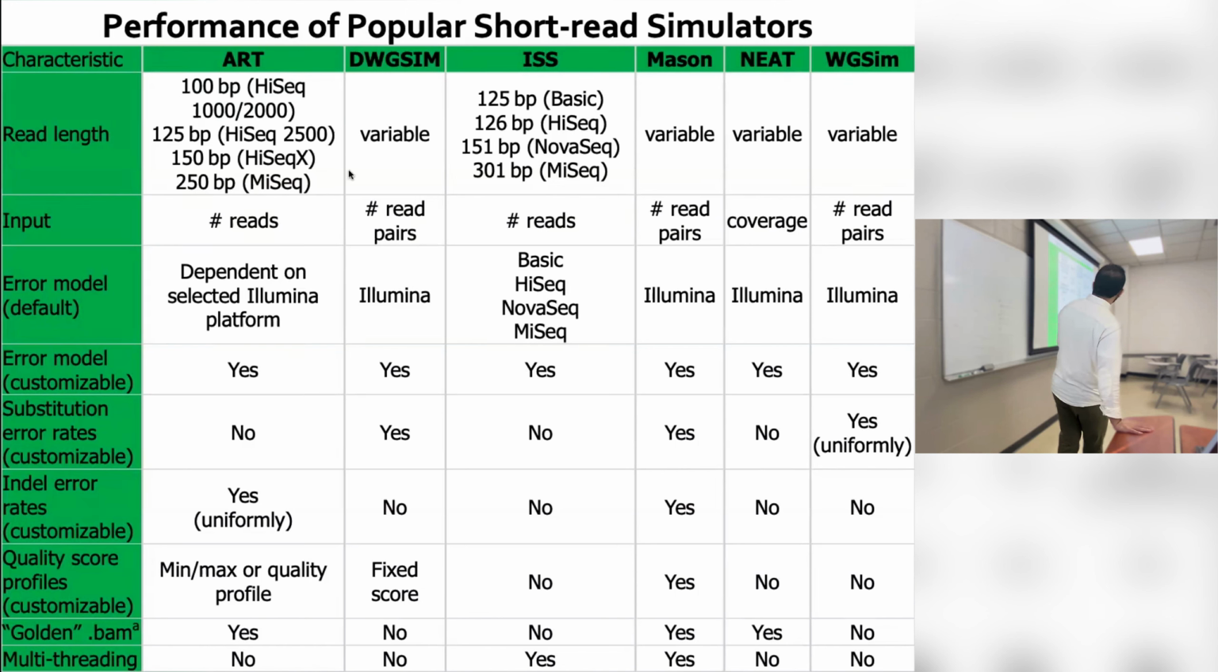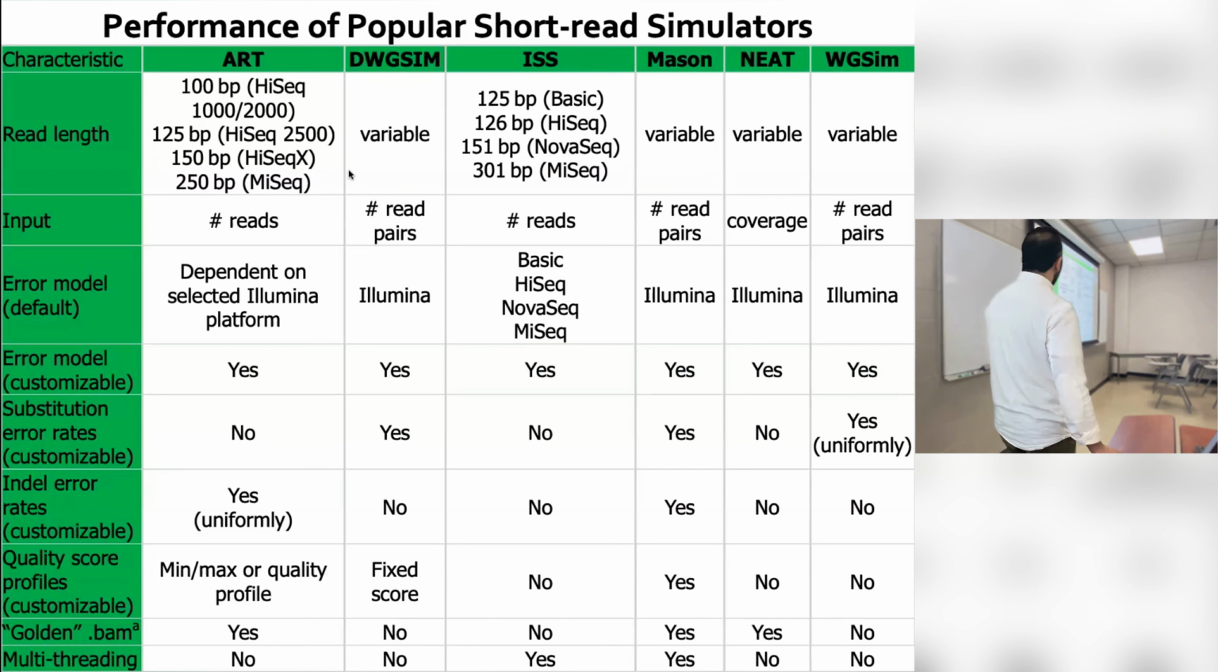They are really quick. I think with ART, there's no multi-threading. That's the only problem. But with Mason, there is multi-threading, so you could run it very fast. You could use 10 threads in your CPU and do the simulation very quickly.